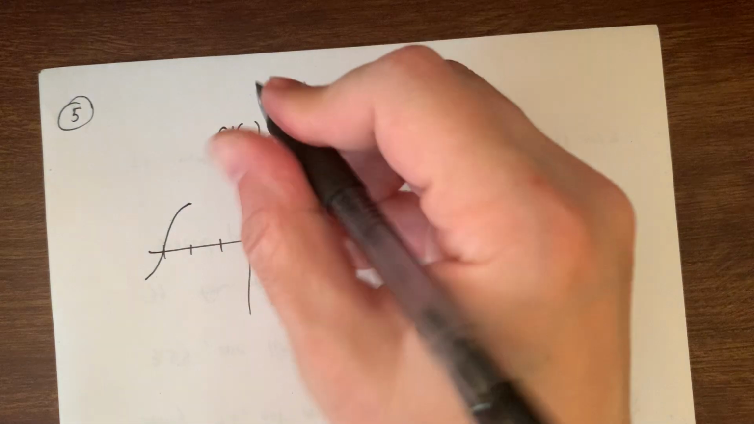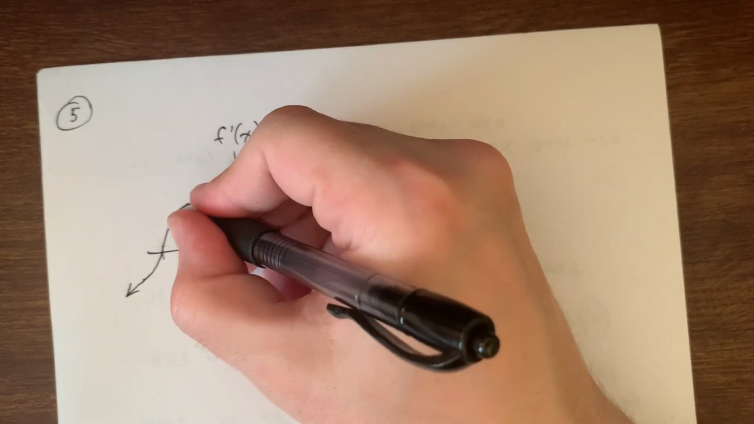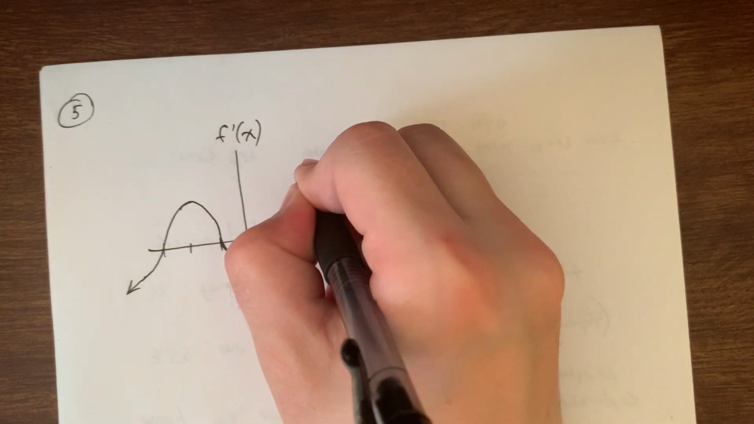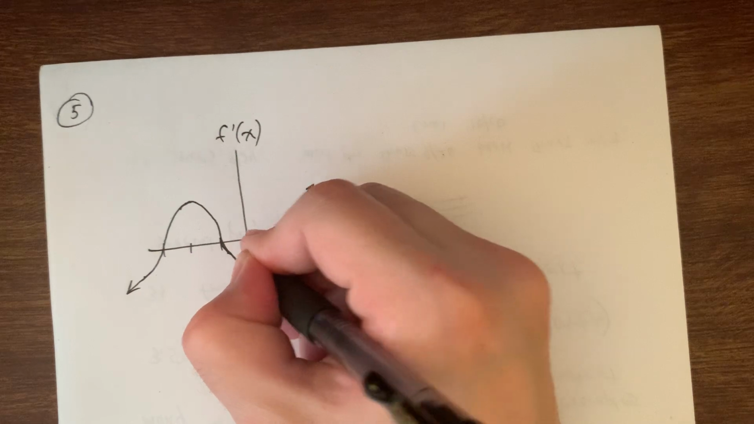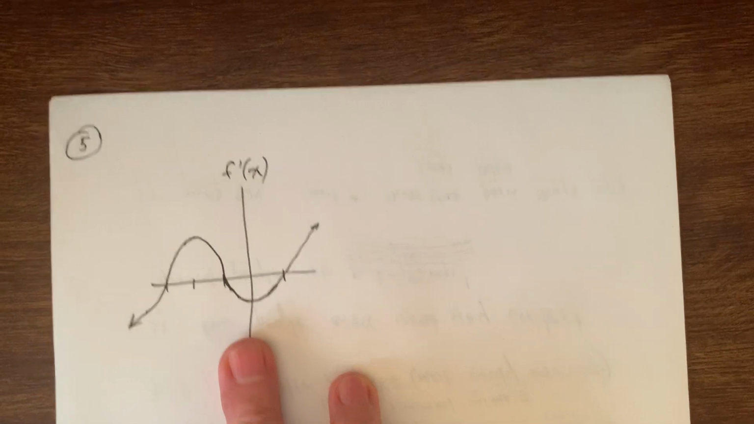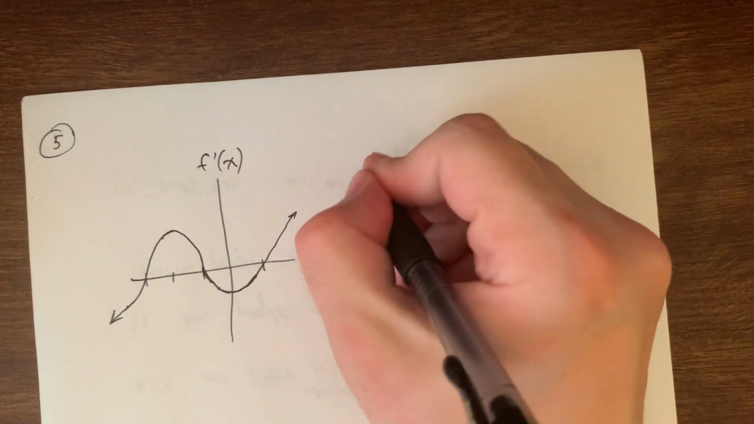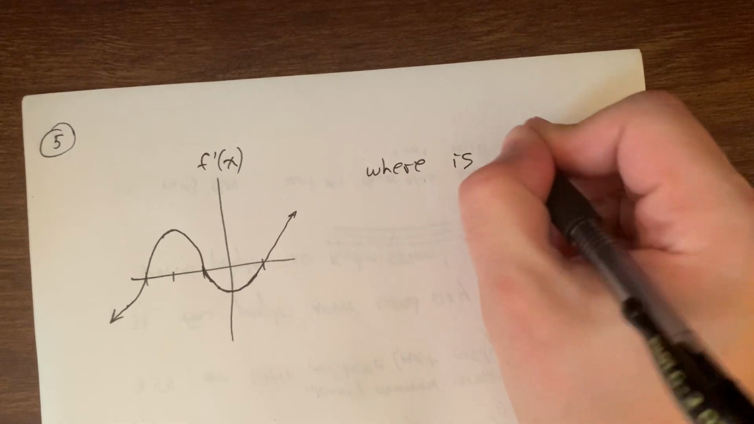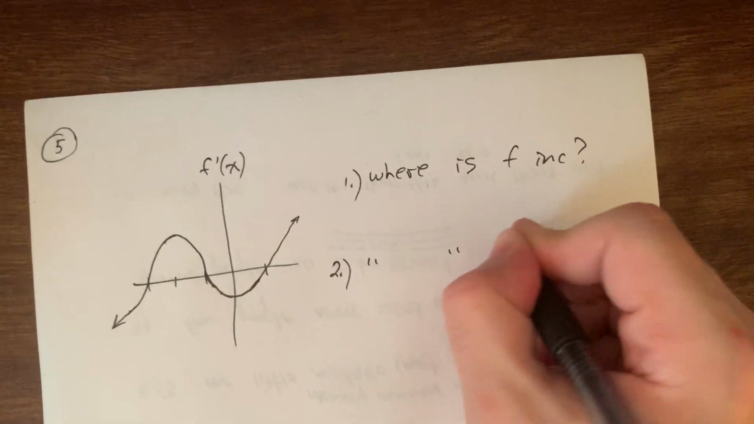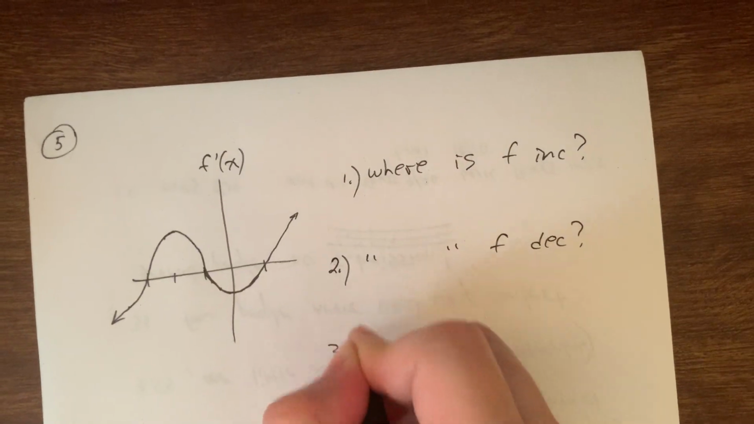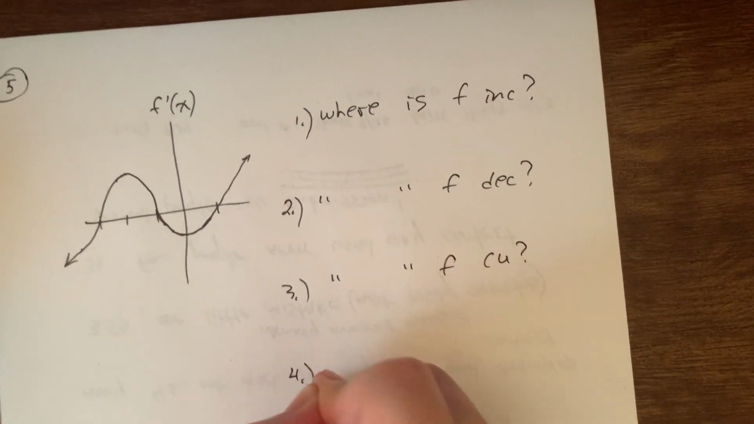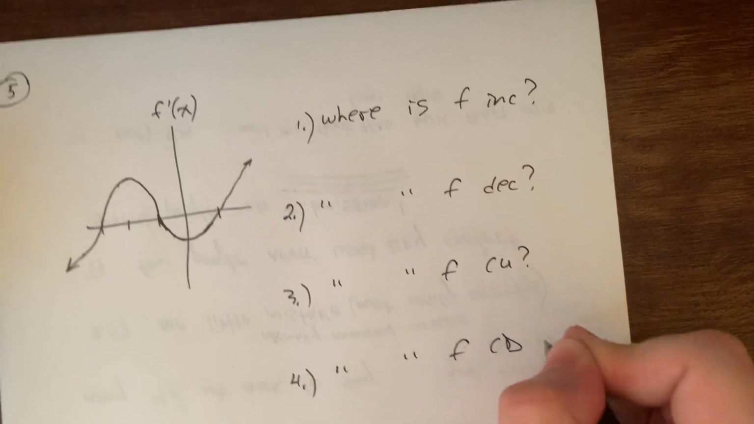Let's just do this. So there's my function f prime, and I'm going to ask several questions here. Where is f increasing? Where is f decreasing? Number 3, where is f concave up? And number 4, where is f concave down?